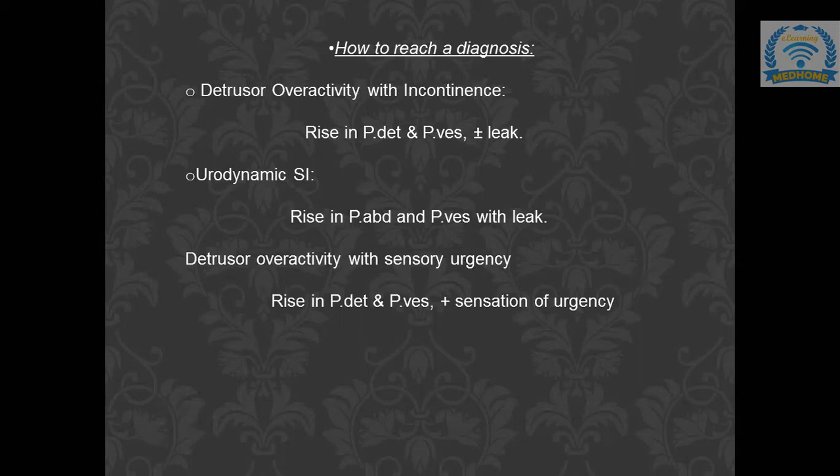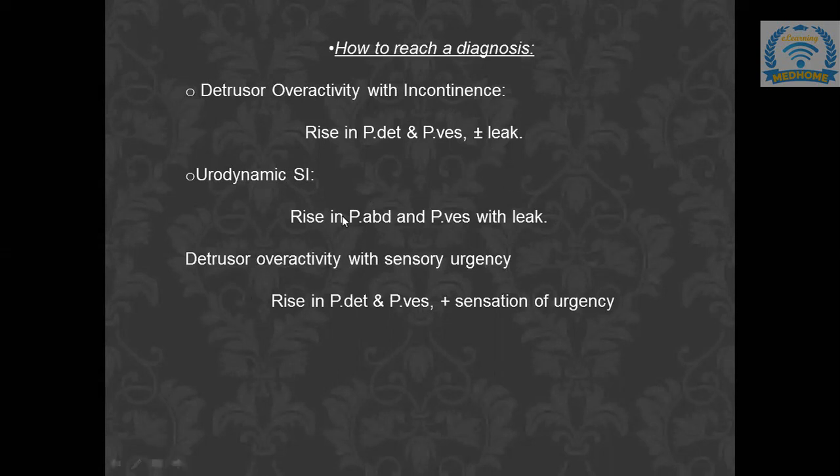If the vesical pressure and the detrusor pressure rise in the voiding phase, this is not going to be detrusor overactivity. You need to check which phase of the graph you are studying. Now, when it comes to urodynamic stress incontinence, there is going to be a rise in the abdominal pressure and the vesical pressure, that is the bladder pressure, and there will always be a leak. In urodynamic stress incontinence, a leak is supposed to be there. With the leak, plus there will be a rise in the abdominal pressure and the vesical pressure as well.